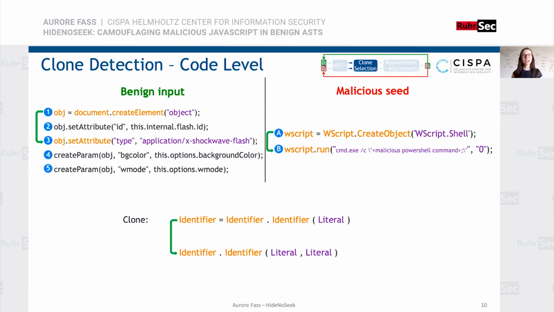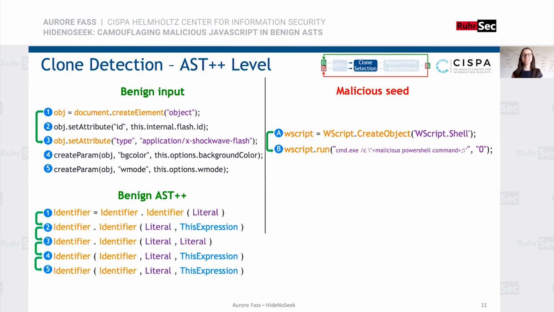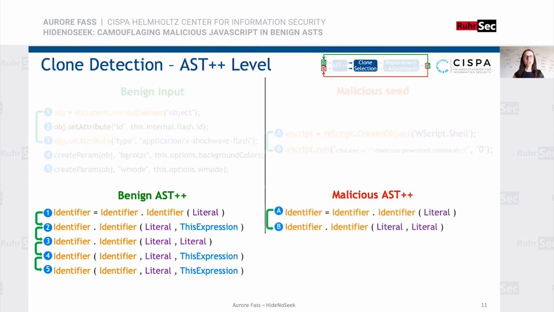And HideNoSeek can actually do that automatically and at the AST level. Great, let's do that. So let's first construct the AST, as I explained previously, enhanced with control and data flow information. So here on the slide, you can rather see an abstraction of the code with the data dependencies in green, because obviously the AST did not fit on the slide, but HideNoSeek is working directly on the AST. So we do the same for the malicious sample.